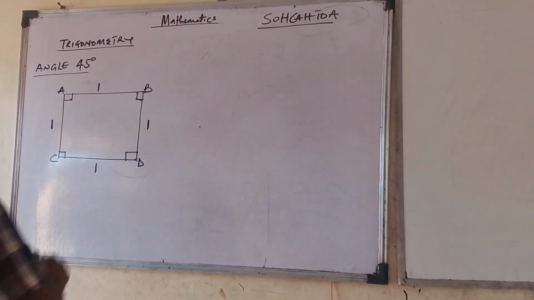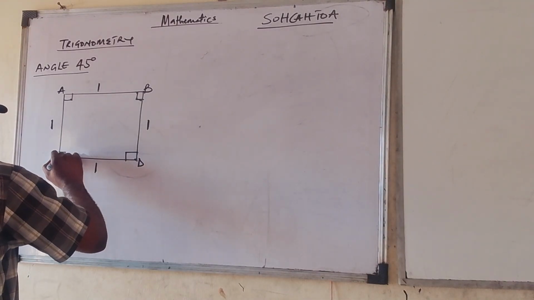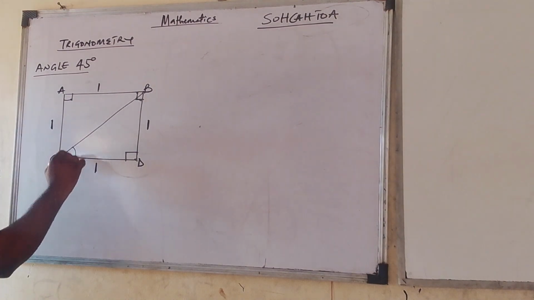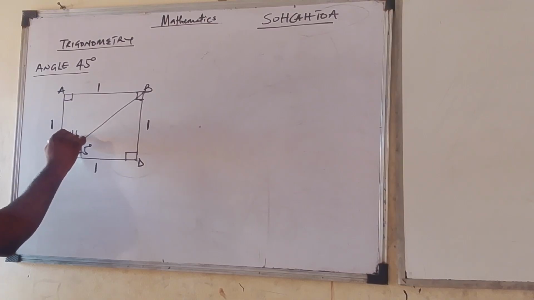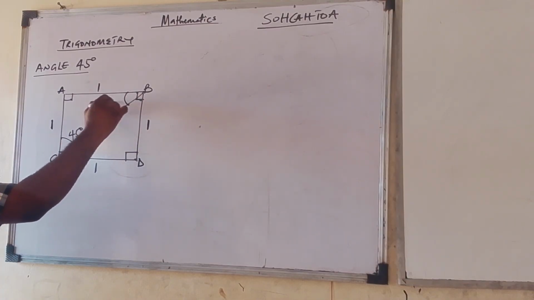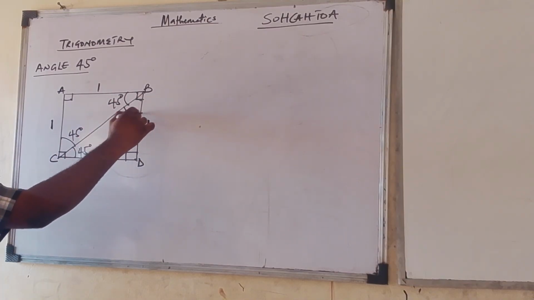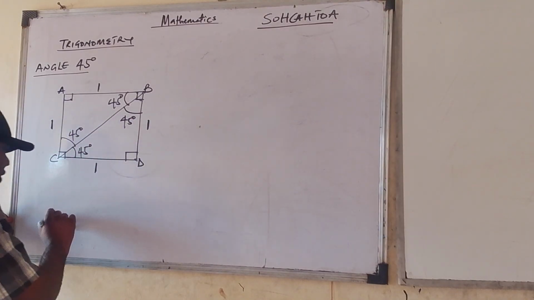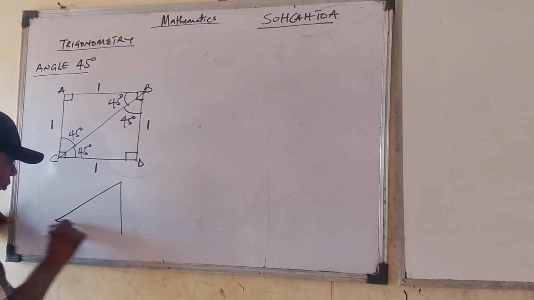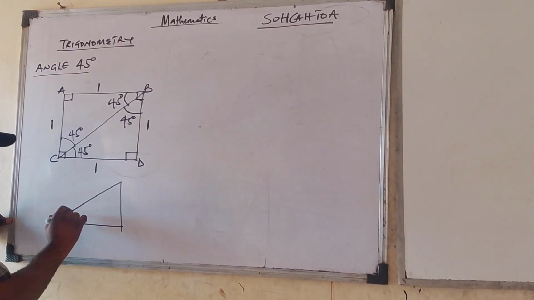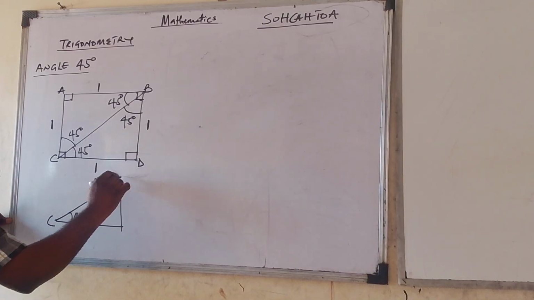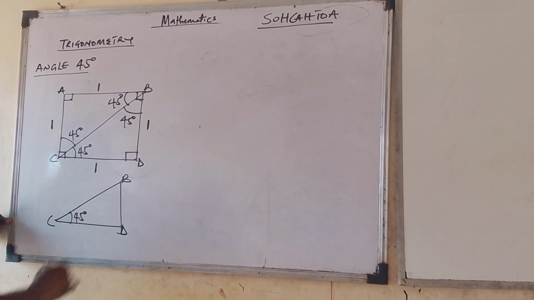Now let's bisect this. When you cut it, this angle here is 45 degrees, this angle is 45 degrees, here we have 45 degrees, and here we also have 45 degrees. Now let's bring one of these triangles out. Here we have the angle 45 degrees. We have C, here we have B, and here we have D.